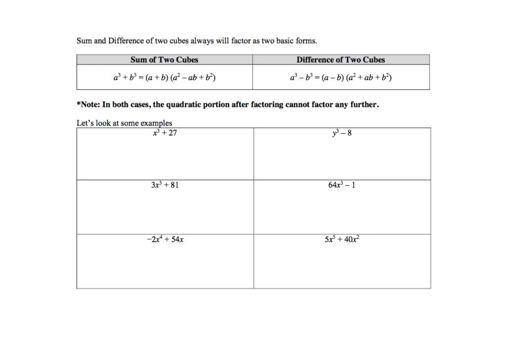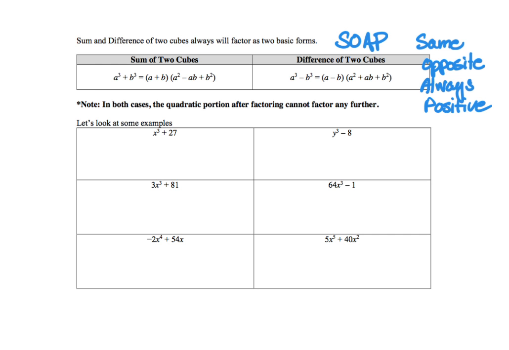So some students like to remember this using the mnemonic device SOAP. That means same, signs are the same, opposite, this sign and this sign are opposites, this sign and this sign are opposites, and then always positive. This sign is always positive. So however you choose to remember that, it's up to you, but you do need to know it.